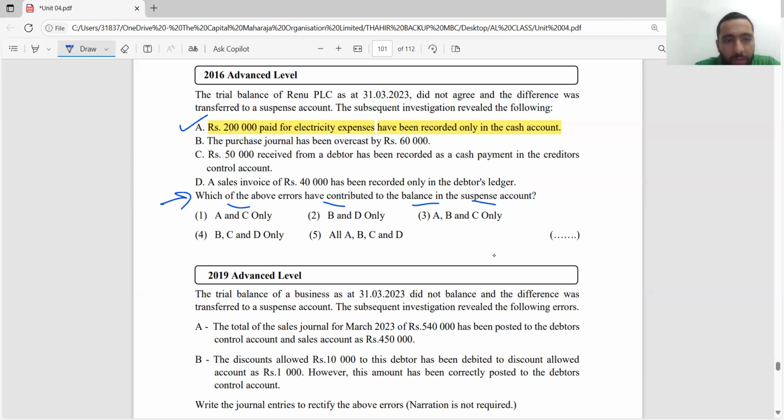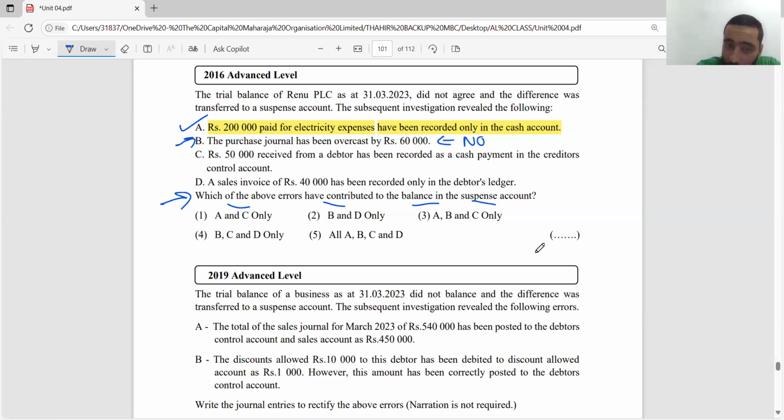Number two, the purchase journal has been overcast. Overcast means overstated by 60,000. Do you need a suspense account for this? Yes or no? The purchase journal has been overstated by 60,000. The entire purchase journal has been overstated. So you don't need a suspense account.